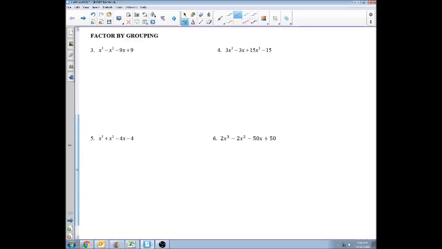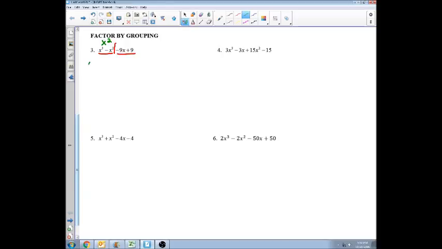Factoring by grouping is something I'm going to use when I have 4 terms, just like problems 3, 4, 5, and 6. What I'm going to do is split my polynomial right down the middle. I'm going to look at the first 2 terms as a group together and the second 2 terms as a group by themselves. So in x to the 3rd minus x squared, what is my GCF? Well, my GCF in this case would be x squared.